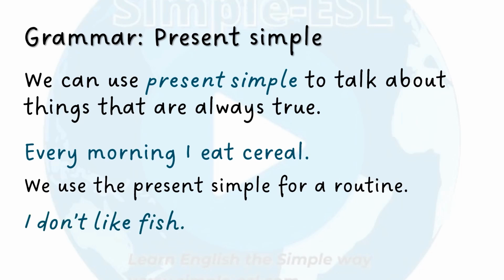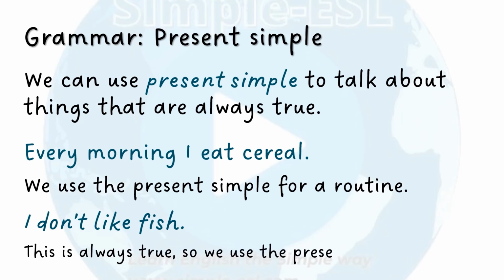Another example. I don't like fish. This is always true. I don't like fish. So this is always true, so we use the present simple. You can also say it for a positive thing. I love burgers. I like pizza.